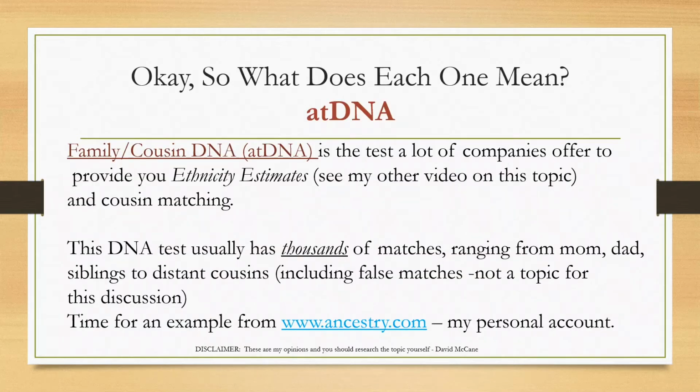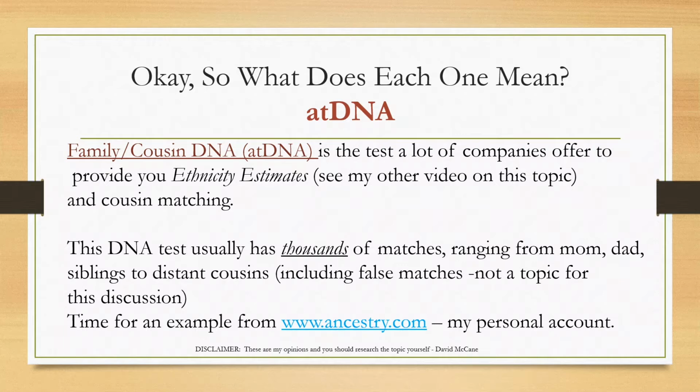Okay, so what does each one of these mean? atDNA, family cousin DNA, is a test offered by a lot of companies out there, and most people look at it for ethnicity estimates. You can see my other video I did just on ethnicity estimates if you want to. And cousin matching. This DNA test usually has thousands of matches, ranging from your parents, siblings, to close cousins, to distant cousins, to even people that are false matches, but that's not a topic I'm going to discuss today.